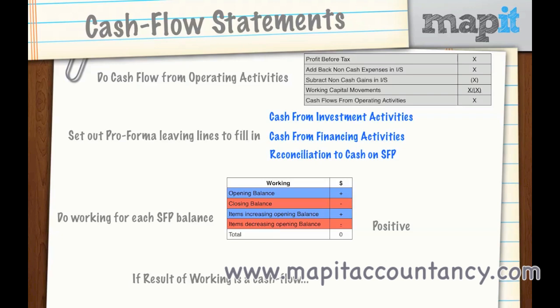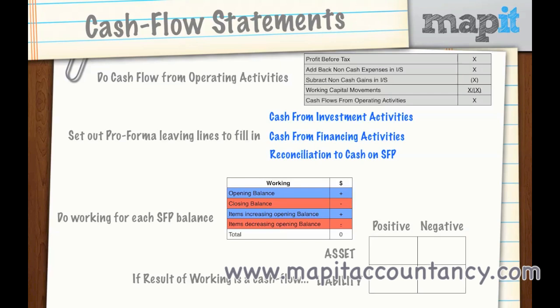So it will either be a positive or a negative at the bottom of your working. So you'll either add it all up and it'll be negative or positive. And it will either be an asset or a liability that you're looking at in your statement of financial position. You need to know how to read the answer, how to know what it is.